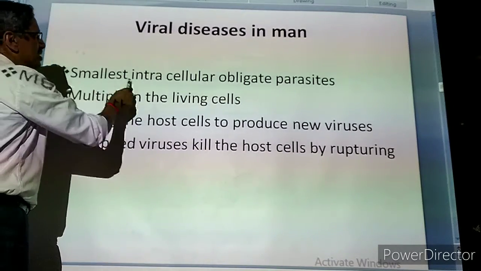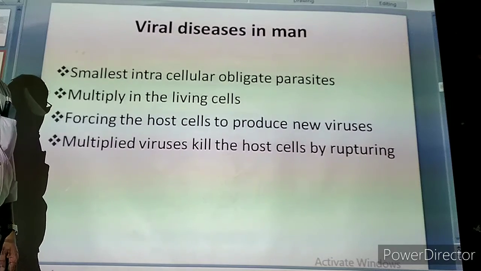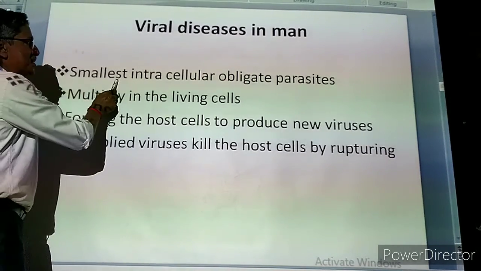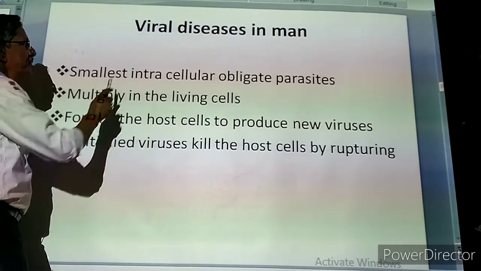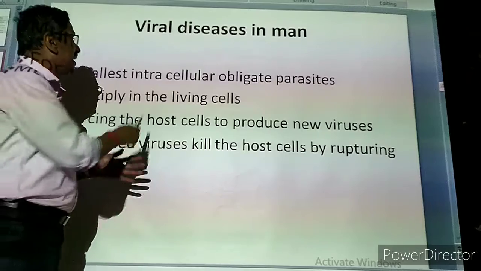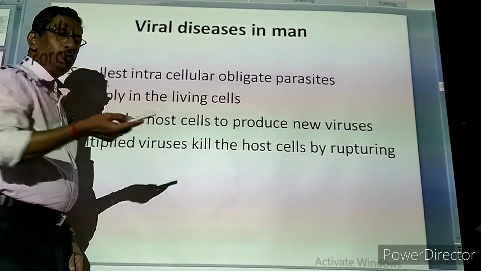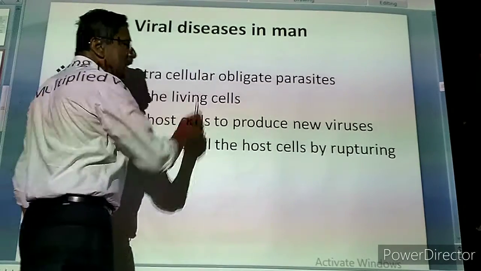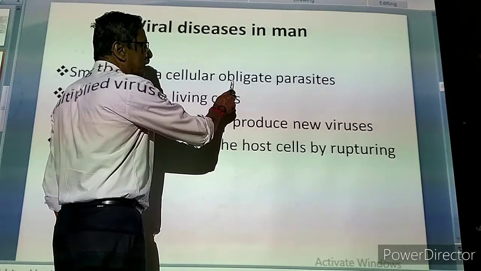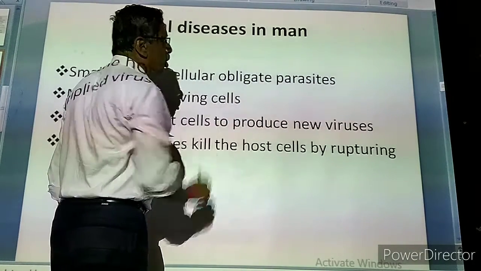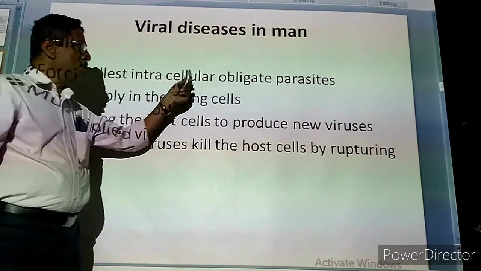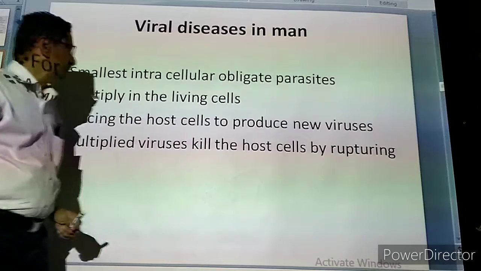What is the meaning of smallest? They are seen only under the electron microscope. That is called smallest, or ultra, we can say. Intracellular, they can multiply inside the cell. Intracellular means within the cell. Obligate means by chance they enter into the body of the person or the body of the plant or animals. That is called obligate parasite. So, smallest intracellular obligate parasites.